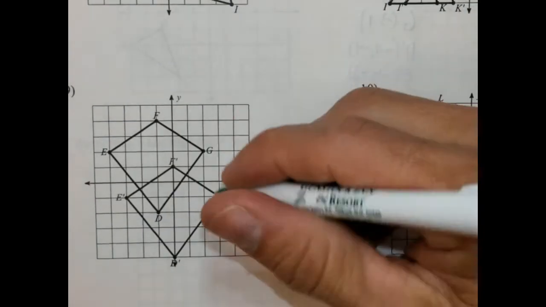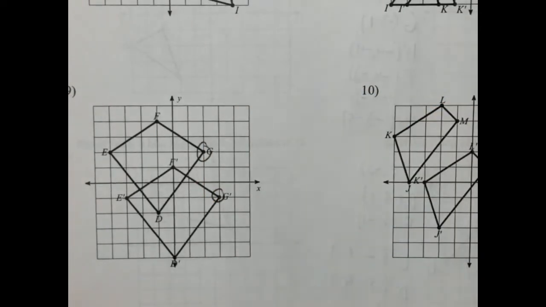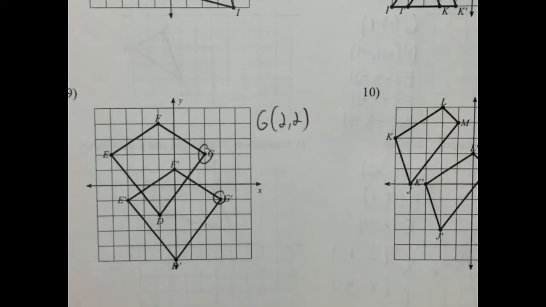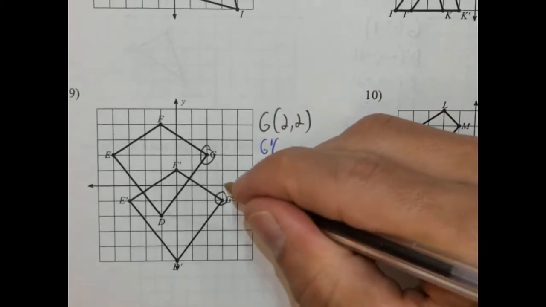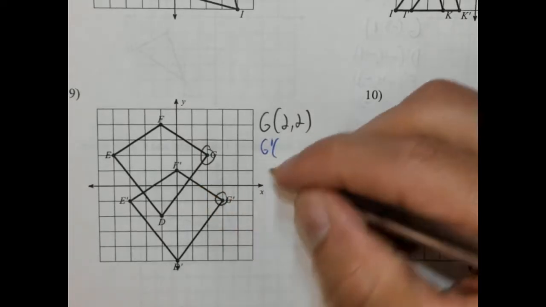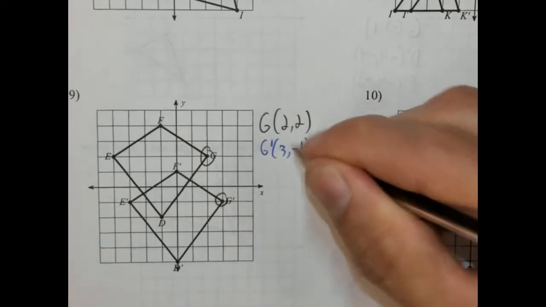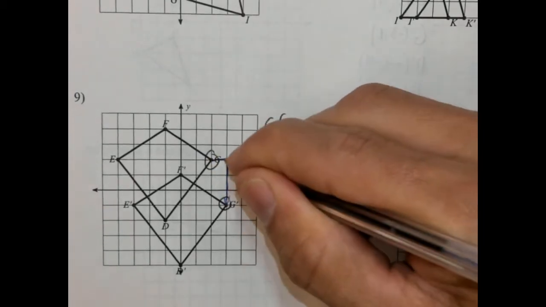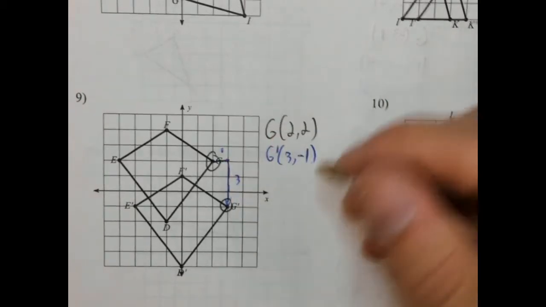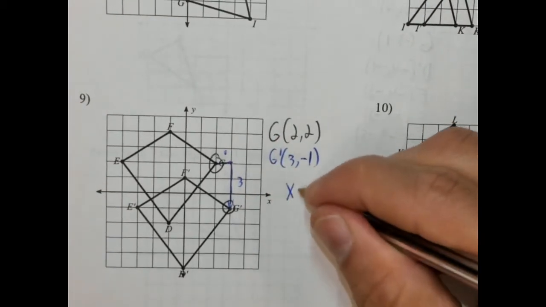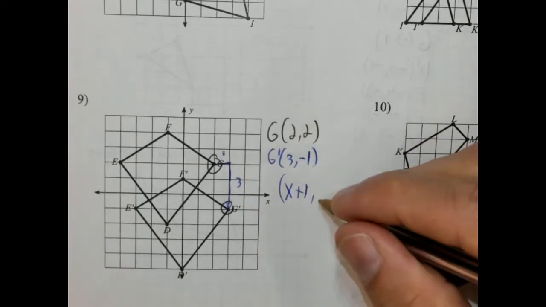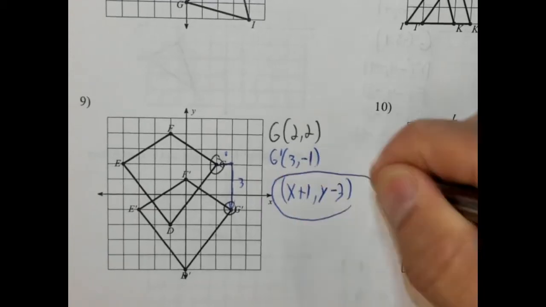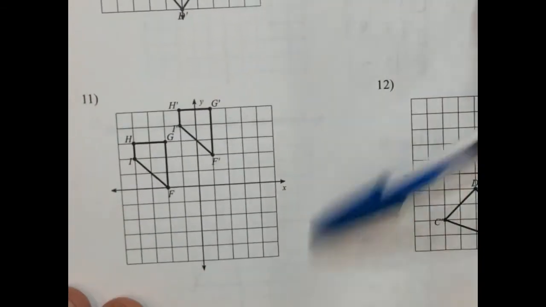So let's go G to G prime. So G is going to be (2, 2). And G prime is going to be, sorry, not 2. 1, 2, 3. (3, -1). Okay. So let's see what we did here. So we went right 1 and down 3. So if we're going to the right, x is going to increase by 1. And if we're going down 3, it means y is going to decrease by 3. And that's it. Okay? Last one.